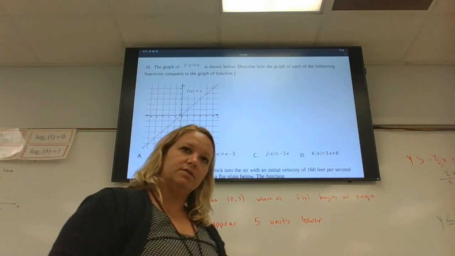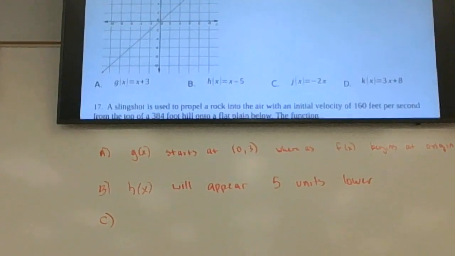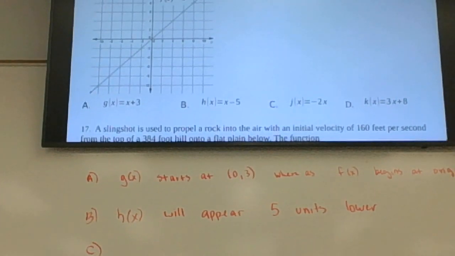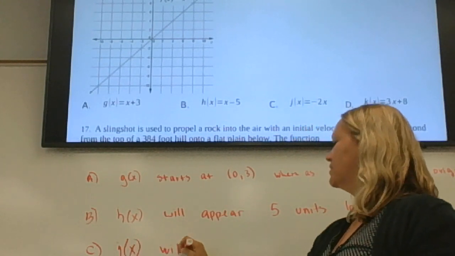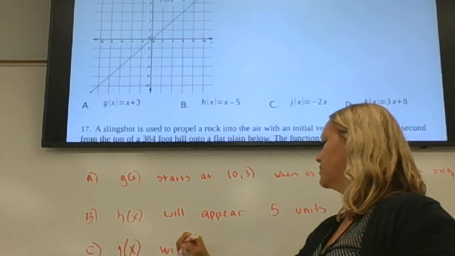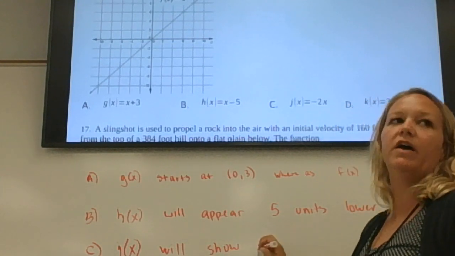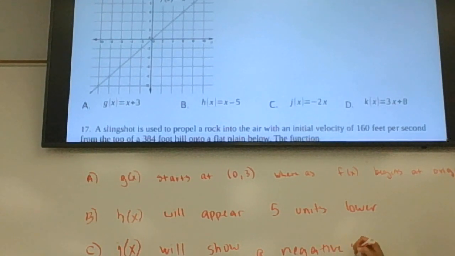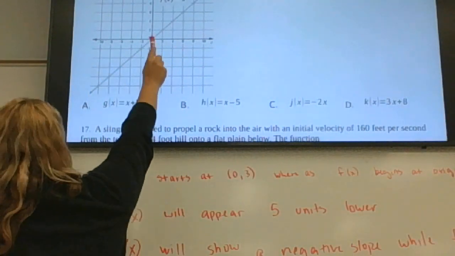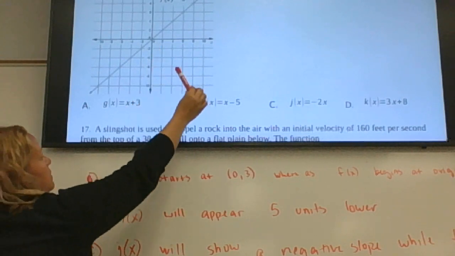Letter C. How is letter C different? It's a negative. Or it should go from left to right. Well, now you want to take my answer, huh? Take my answer. J of x will show a negative slope, while f of x is positive. If I was to picture j of x, it would start in the same place at 0, but it would go down 1 over 1. It would look like this.